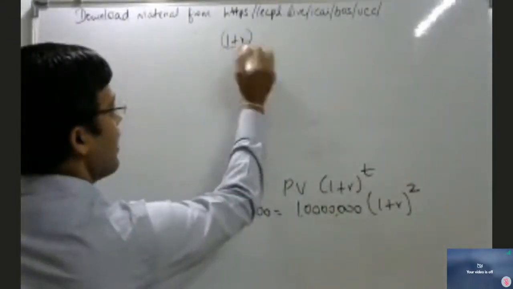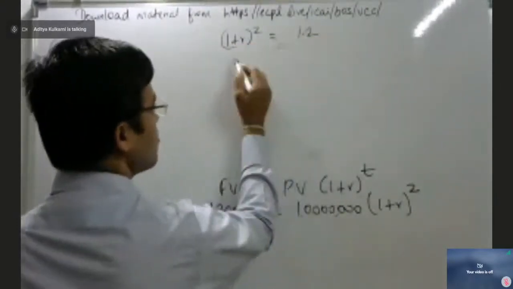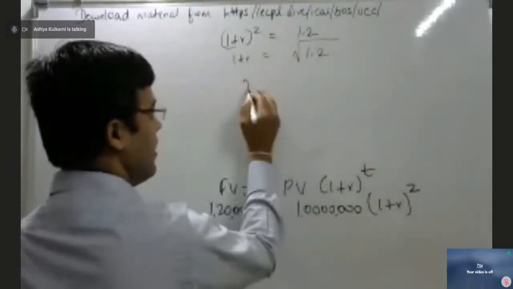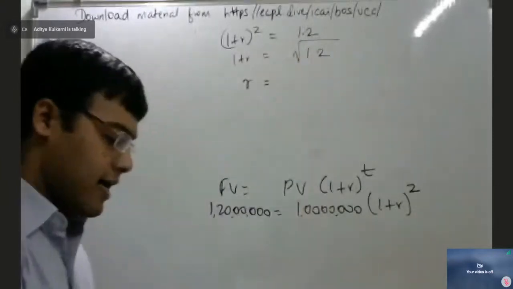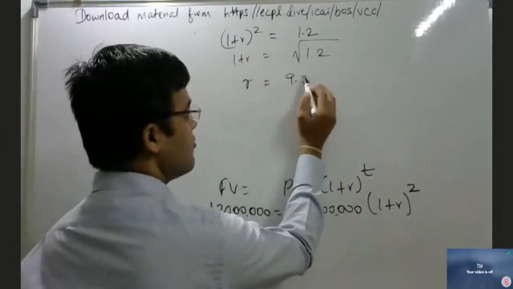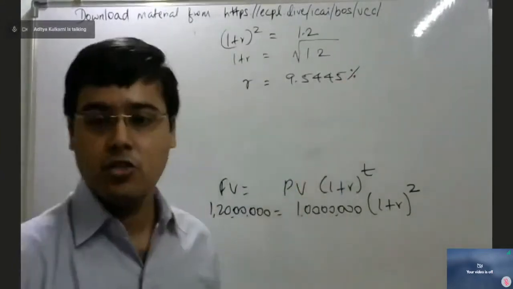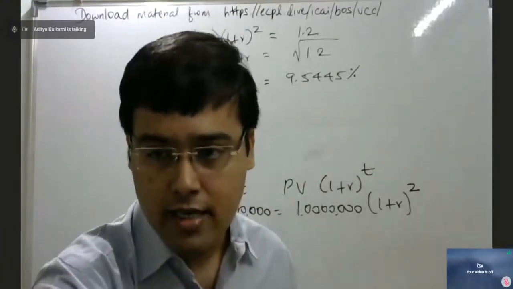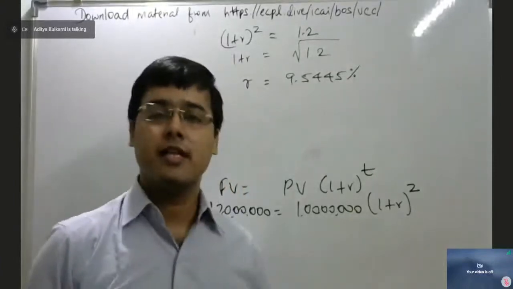1 plus R squared is equal to 1.2. So 1 plus R is equal to root of 1.2. So when you solve like this, you will get R as 9.5445%. Okay, so this, yes, correct. Sneha got the answer. Varsha also got the answer, 9.5445. Okay, so this is right.